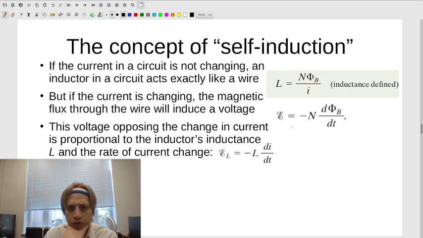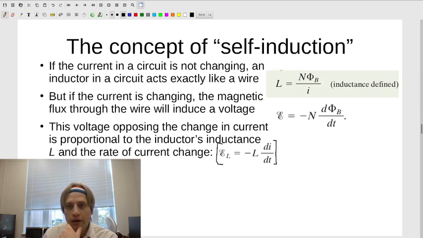We have 2 rules. We've got a definition of our inductance, and we have a rule, Faraday's law, for our induced voltage or induced EMF. Now, if we put these together, we can find a new rule that relates, for a particular inductor, how the induced voltage from its own current will relate to the current going through it.